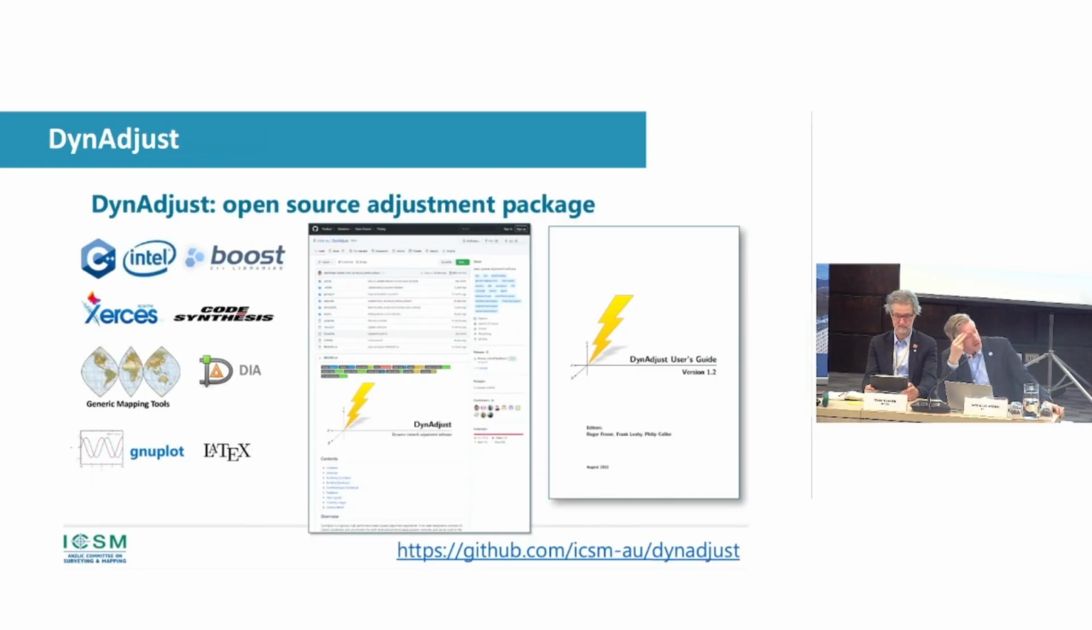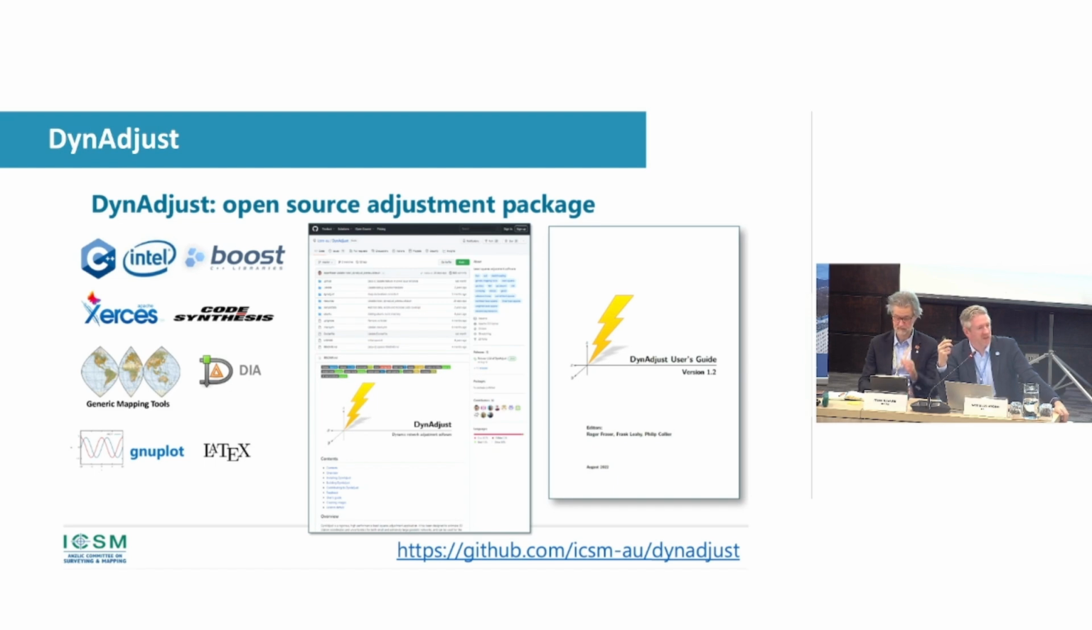This is just a bit more information about the software. DynAdjust is the software that we use. It's an open source adjustment package. It's got a range of Boost libraries connected to it and plotting functions that you can use. It takes advantage of things like the Generic Mapping Tools, GMT, and it's open and available on GitHub. So this has been released as an open source piece of software from the Australian government.